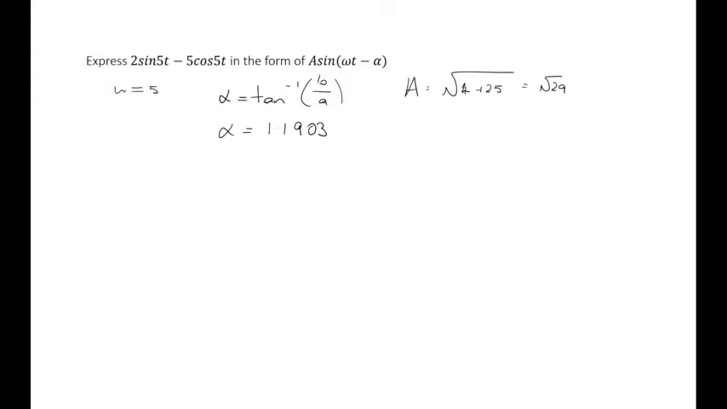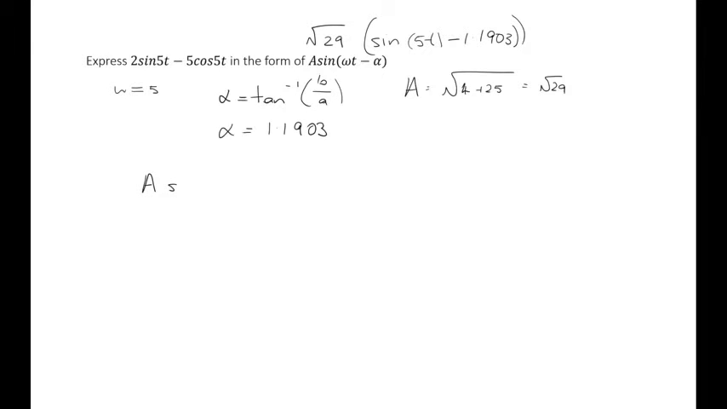So we can rewrite it then. Our answer would be root 29 sine 5t minus 1.1903. Now I guess you'll be asking yourself, why is there an apparent sign change? So maybe it's worth at this stage writing out the identity.